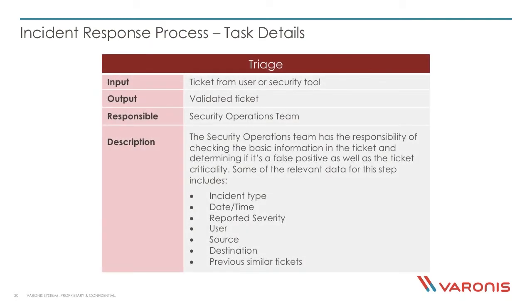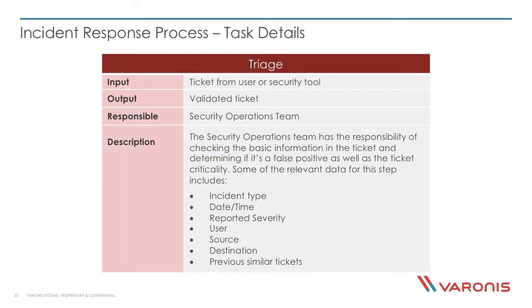For example, this table you're seeing gives more information on the triage part of the process. This table contains what is the input for the task and what is the output, so the team knows what to expect and what to deliver. Also, it has the name of the responsible team. And it also contains a description of what should be done.